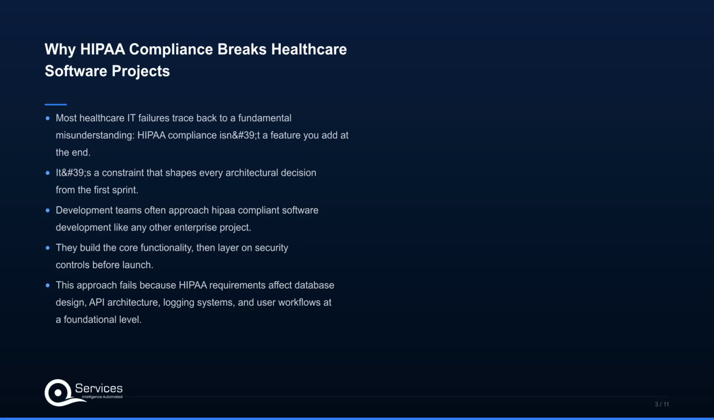Development teams often approach HIPAA compliant software development like any other enterprise project. They build the core functionality, then layer on security controls before launch. This approach fails because HIPAA requirements affect database design, API architecture, logging systems, and user workflows at a foundational level.